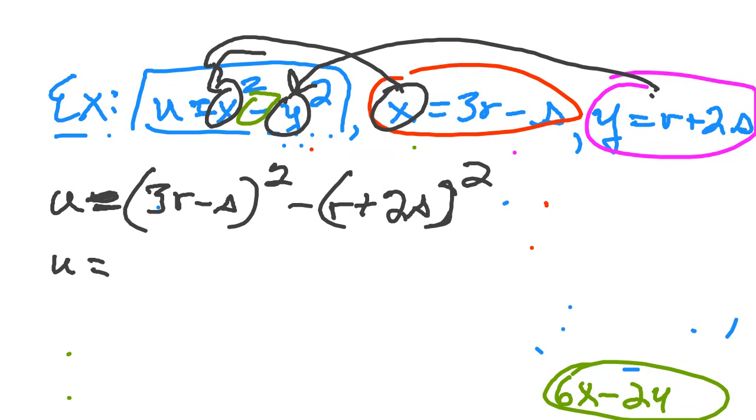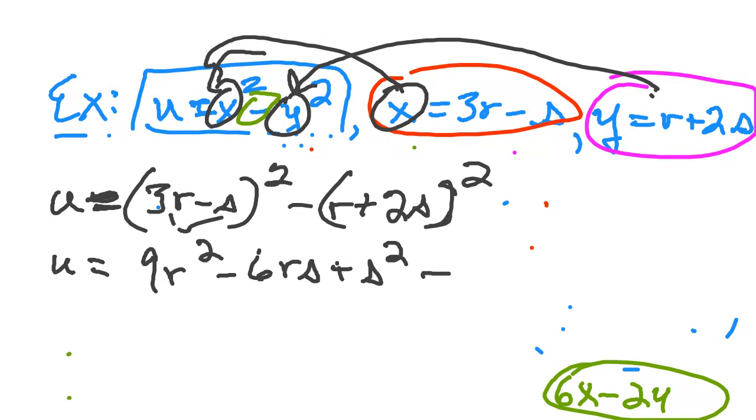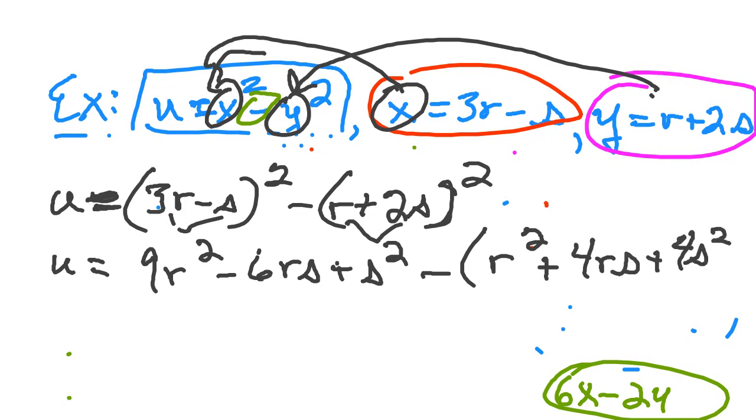So let's go ahead and do it. Let's square it out. The FOIL becomes the fool. So that's going to be 9r squared, and then multiply those two and double it. So minus 3rs doubled is minus 6rs, and then plus s squared for the first thing. And then I'm going to subtract this whole quantity. So I'm going to put parentheses around this. And for squaring this out, that's r squared, and then 2rs doubled is plus 4rs, and then plus 4s squared.